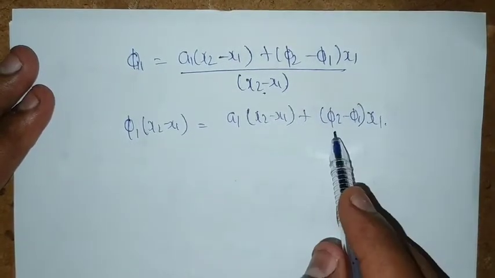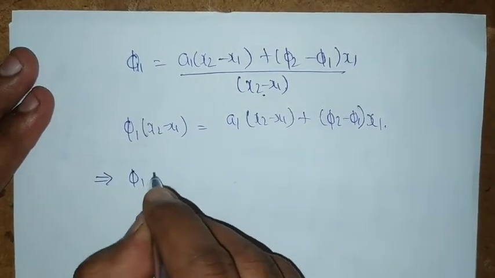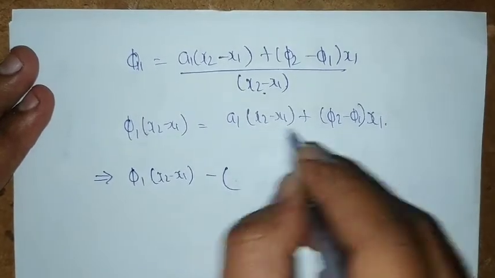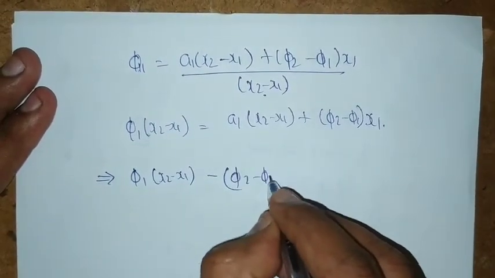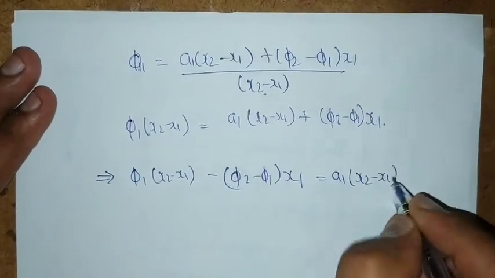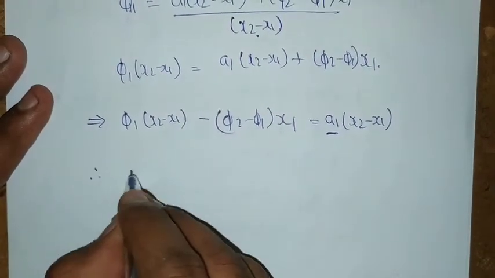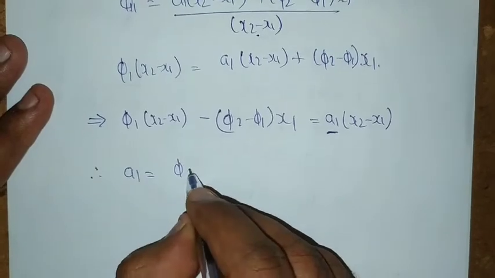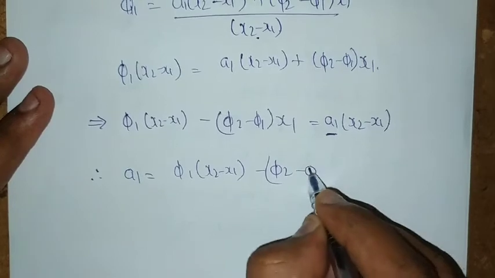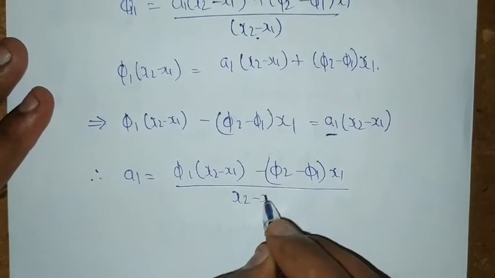So just transfer these pi values to the other side, then it can be written as pi 1 of x2 minus x1 minus, if I am going to transfer this plus to this side, it will become minus pi 2 minus pi 1 into x1 is equal to a1 of x2 minus x1. So what is the condition we have to find out? The value of a1 we have to find. Therefore a1 is equal to pi 1 of x2 minus x1 minus pi 2 minus pi 1 of x1 divided by, transfer this x2 minus x1 to this side.